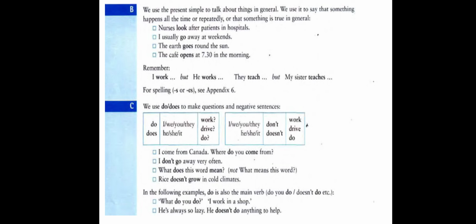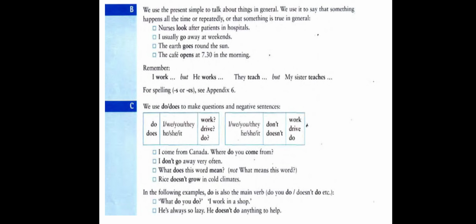Since we speak about a job, it is a permanent action, so it is in the present simple. So we use do as a helping verb, and we replace "work in a shop" with do, because we are asking about the action, not about any other thing in the sentence. So we replace the action by the verb do.